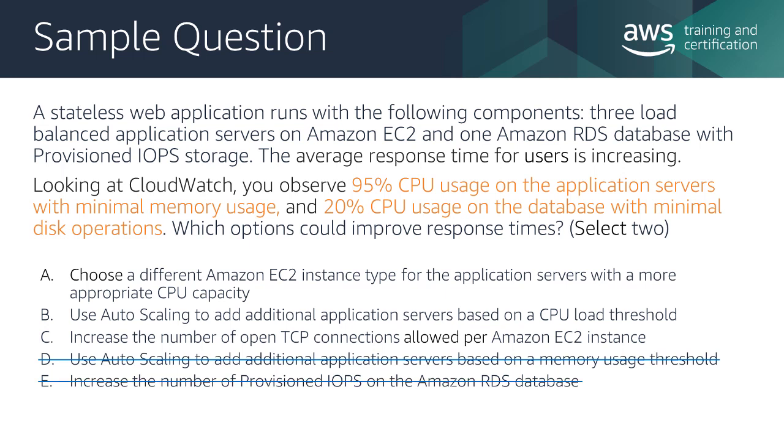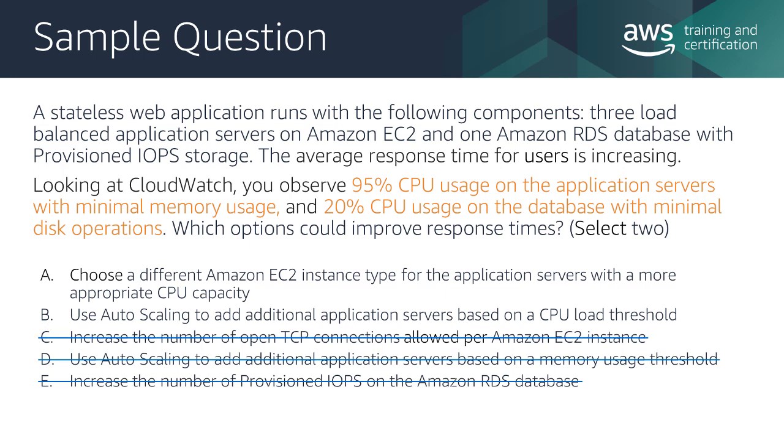Option E, increasing the number of provisioned IOPS on the Amazon RDS database. Well, minimal disk operations is also mentioned, so this is not going to improve our processes. We're looking for two correct answers. So now we're just looking for one more element to eliminate. And the one we're going to eliminate is option C.